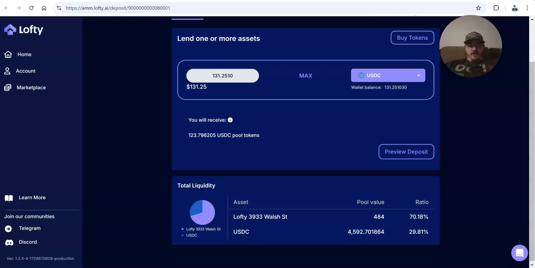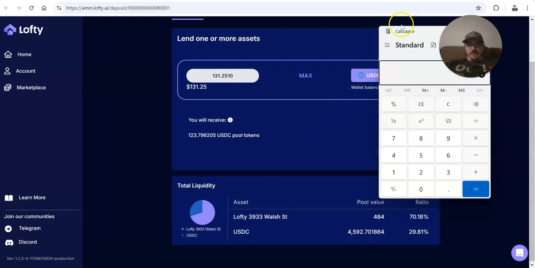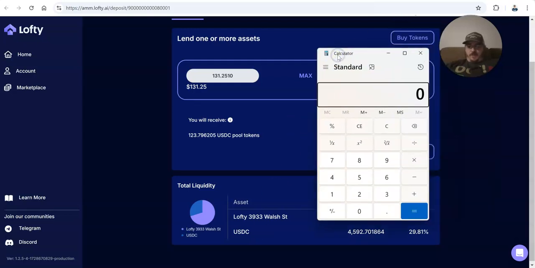Let's do some math and see what the percent is and see what we got going. So 23.79. What do I do there? 796.05 divided by 131.25.